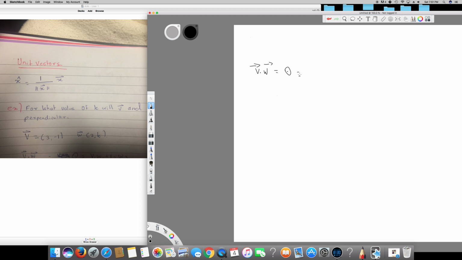Let's say I pick x1, y1 because we are used to it: x1 y1 plus x2 y2. In this case, x1 is going to be 3 times 2. It's better to use v1, w1 because that makes things easier.